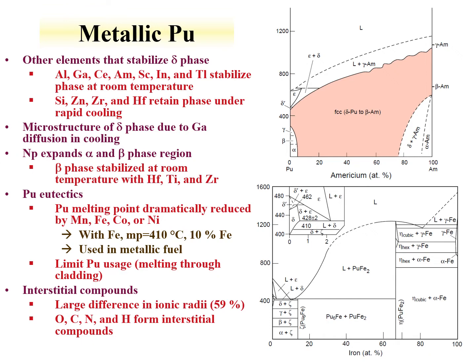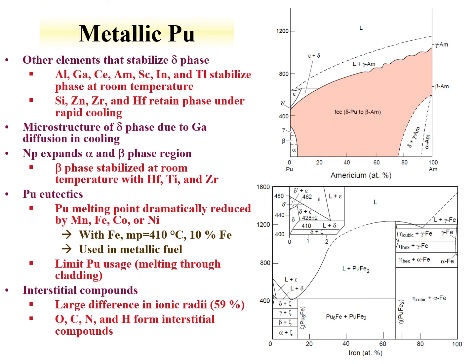Plutonium also forms alloys with a number of different metals. Such as these listed here can stabilize a delta phase at room temperature, and with these listed here, some of the tetravalents, the delta phase can be stabilized with rapid cooling. The neptunium stabilizes the alpha and beta phase region, and the beta phase can be stabilized at room temperature with hafnium, titanium, zirconium, these tetravalents. Again, with rapid cooling, you can stabilize a delta phase.